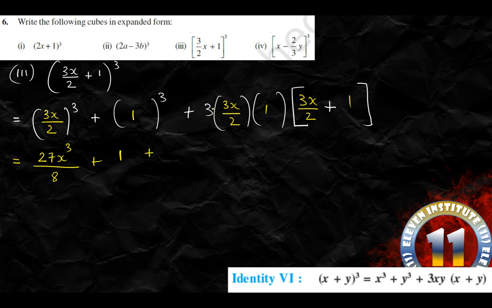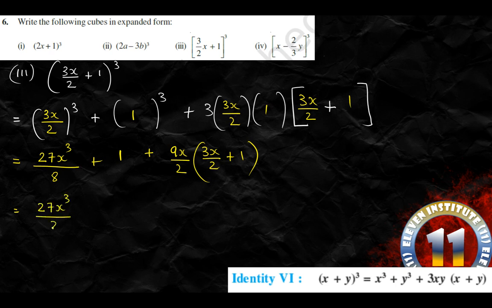Plus here you can see that this both cannot cancel, so you will multiply all the numerators. So 3 3s are 9. 9 into x is 9x. So here we get 9x upon 2. And into the brackets we have 3x upon 2 plus 1. Right, now let us write the final step over here.